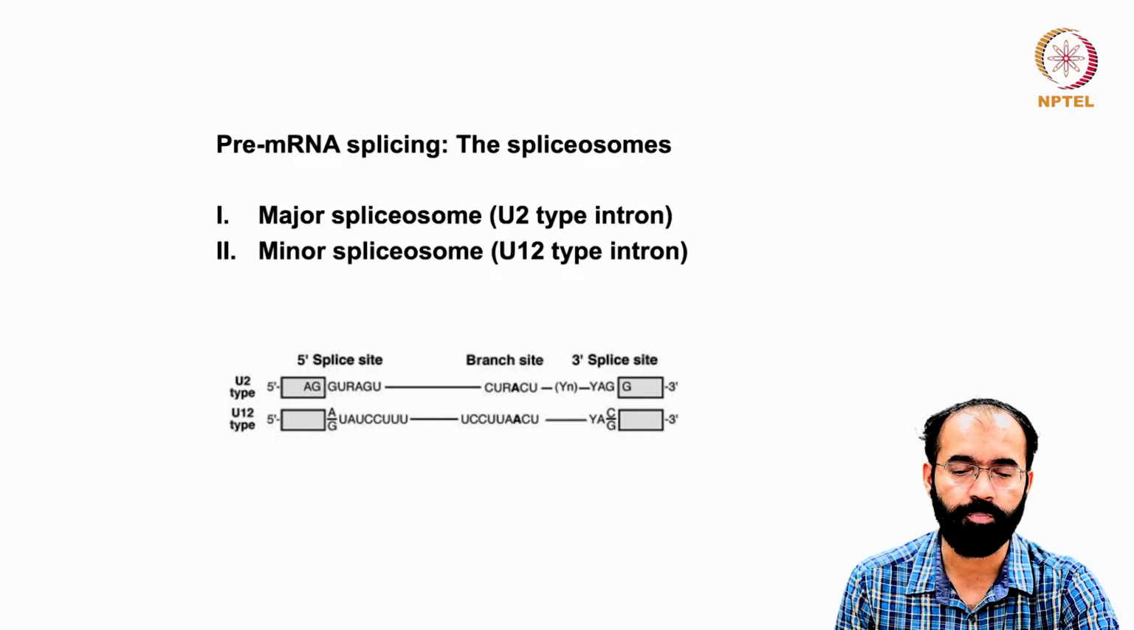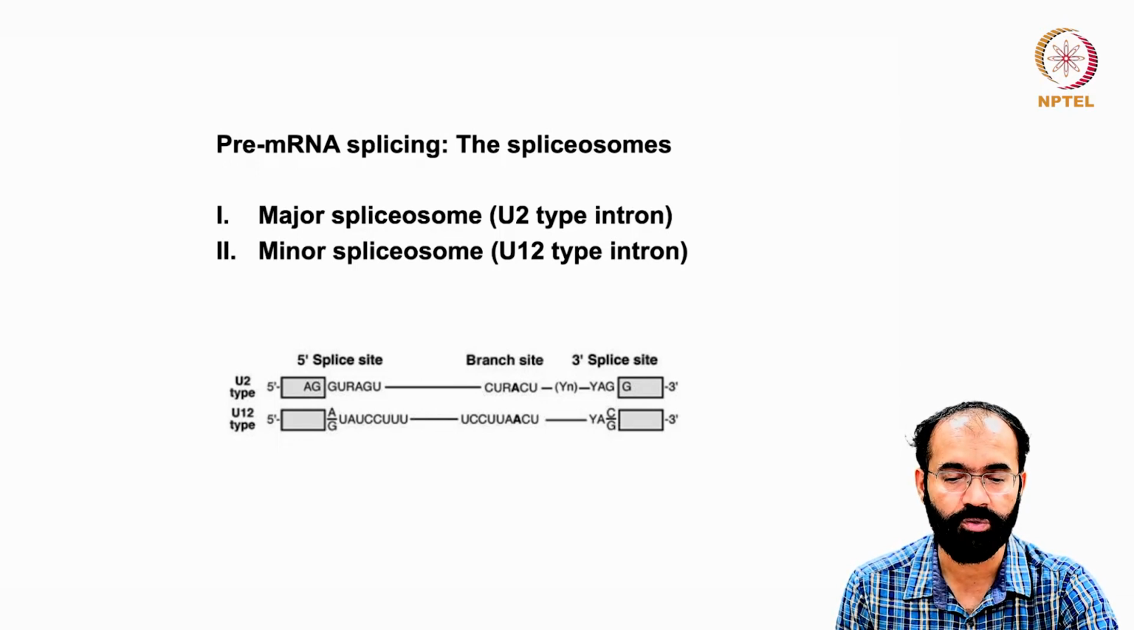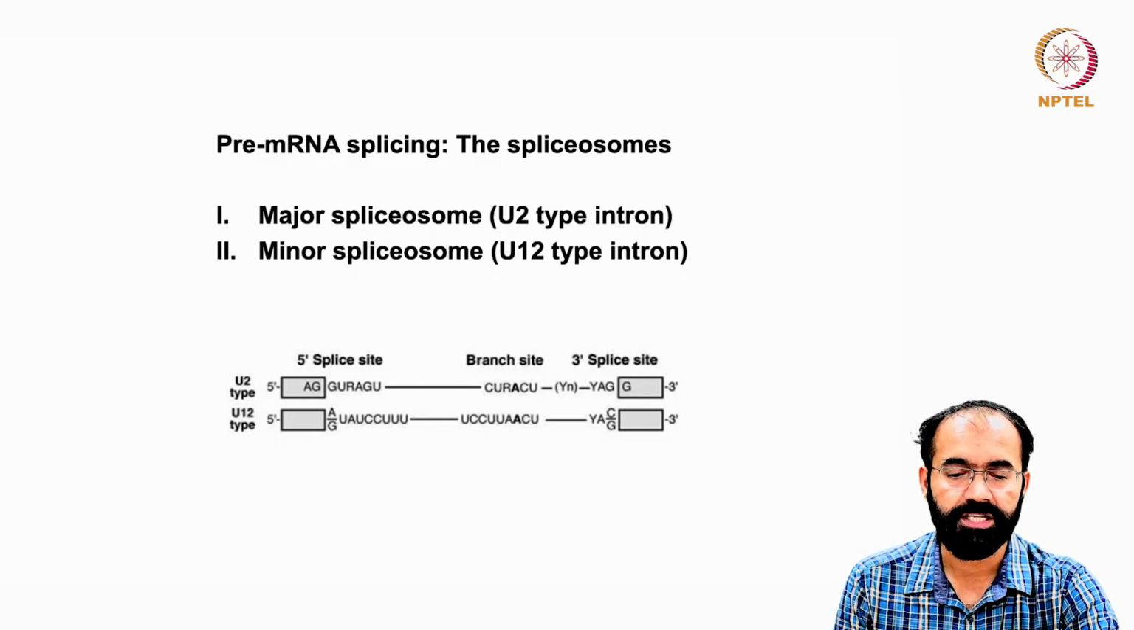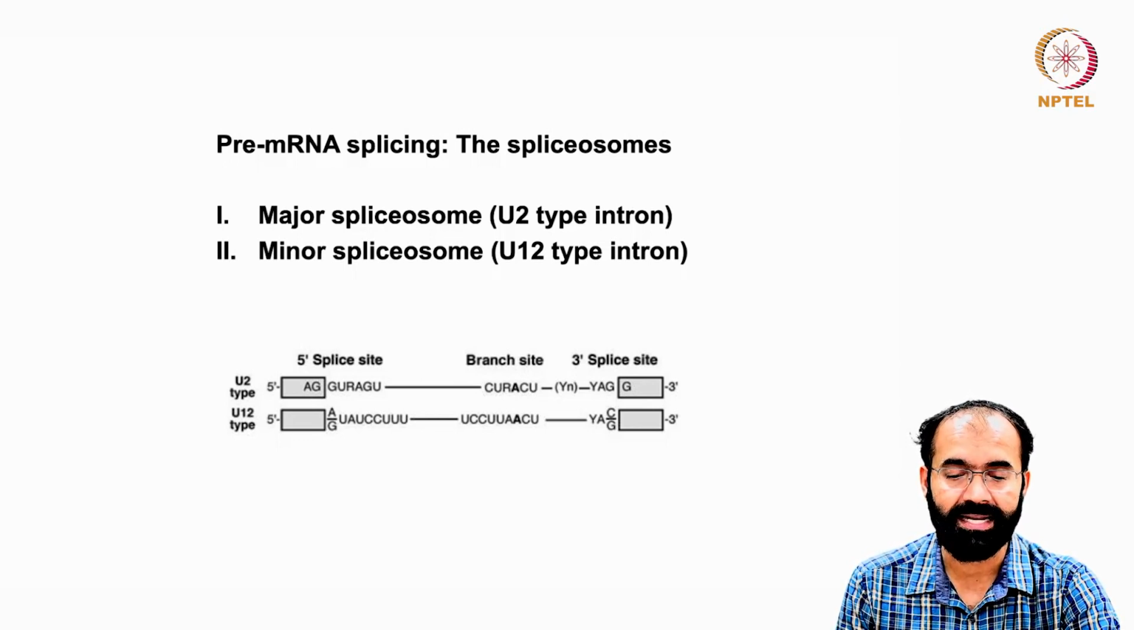And then at the branch point, you have UCC, UU, AACU, slightly different from the branch site of the U2 or the major spliceosome. And towards the end, after the branch point, you don't have a polypyrimidine tract; rather you have a YAC or YAG. So the GUAG rule is basically relaxed. GU need not be GU, it can be AU, and AG need not be AG, it can be AC also.